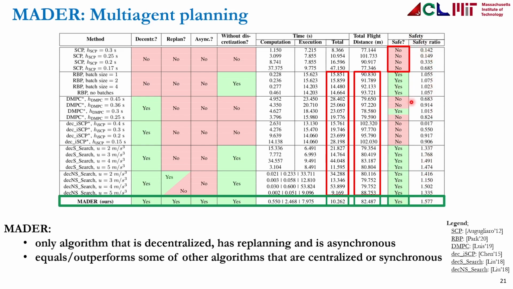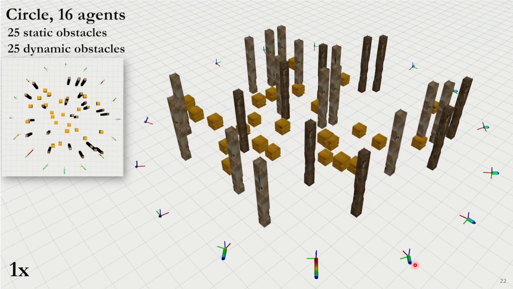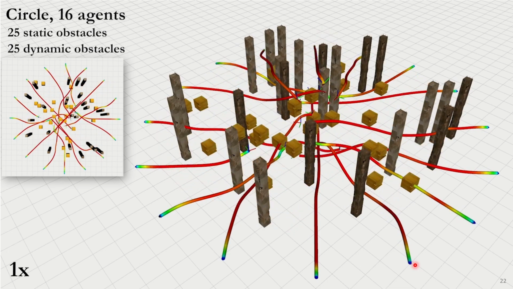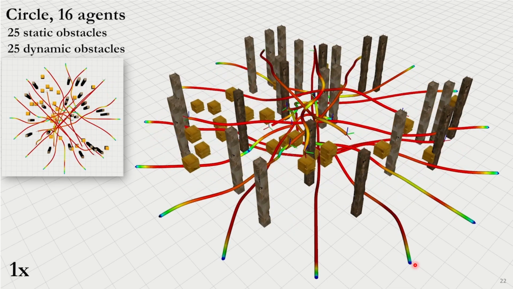So the main 2 takeaways of this table are these 2 ones over here. So MADER was the only algorithm that is decentralized, has replanning, and is asynchronous, and is able to either equal or even outperform some of the other algorithms that are either centralized or even synchronous. And here you have some examples of the simulations performed. In this case, we have a circle environment with 16 agents.